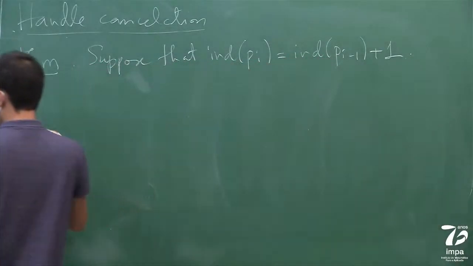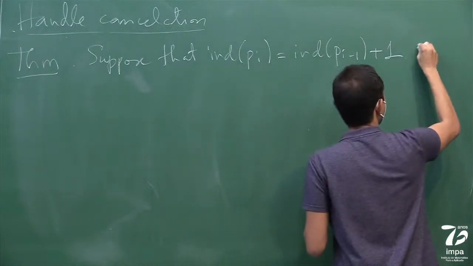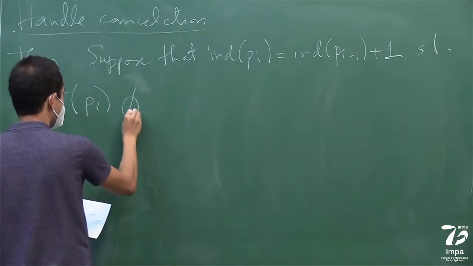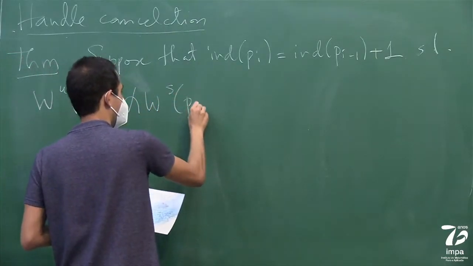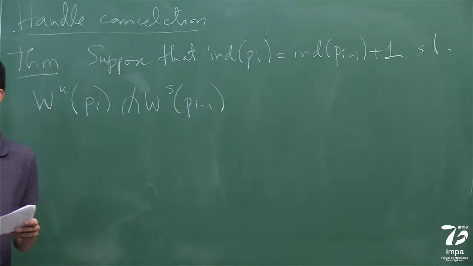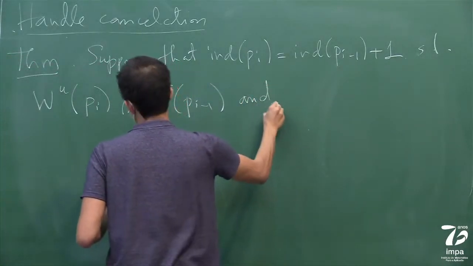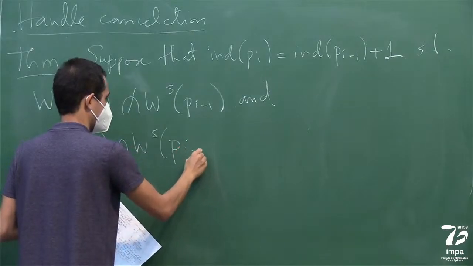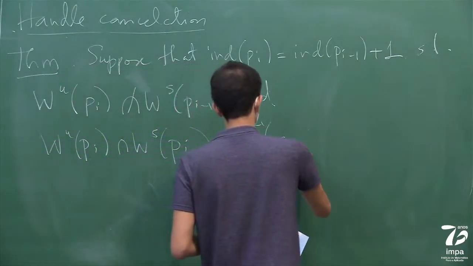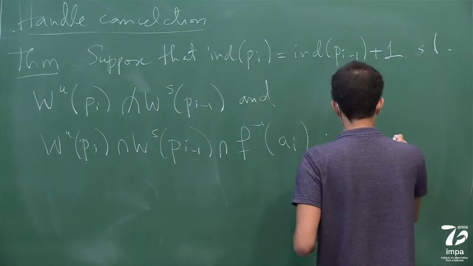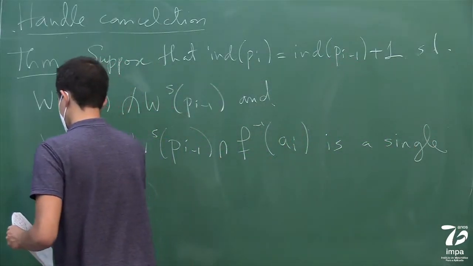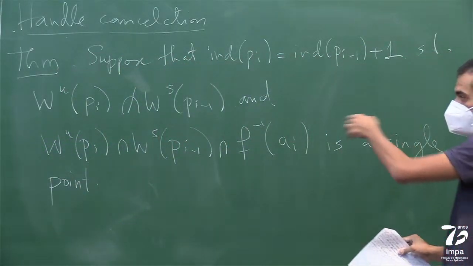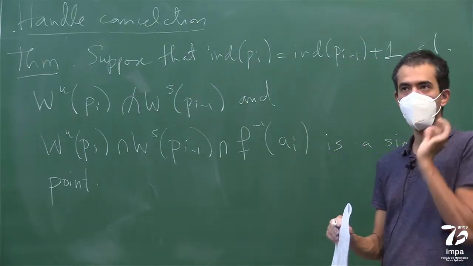And such that W^u of p_i intersects W^s of p_{i-1} transversely, and this intersection at the level f^{-1}(a_i) is a single point. Okay, if they intersect transversely, this will be a zero manifold, but we want to suppose that it's a unique point.